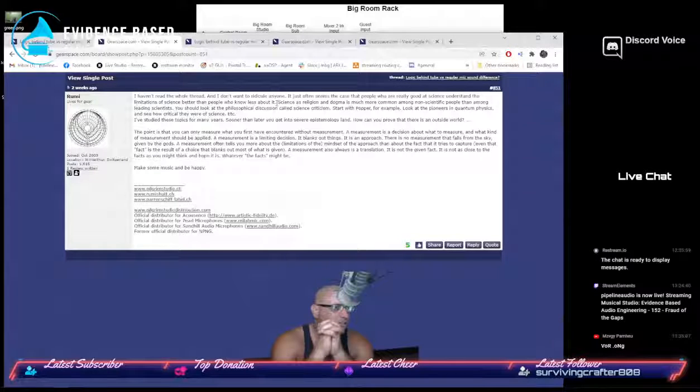Measurement is a limiting decision. It blanks out things. It's an approach. There's no measurement that falls from the sky given by the gods. Again, why is this? A measurement often tells you more about the limitations of the mindset of the approach than about the fact that it tries to capture. Even that fact is a result of the choice that blanks out most of what is given.